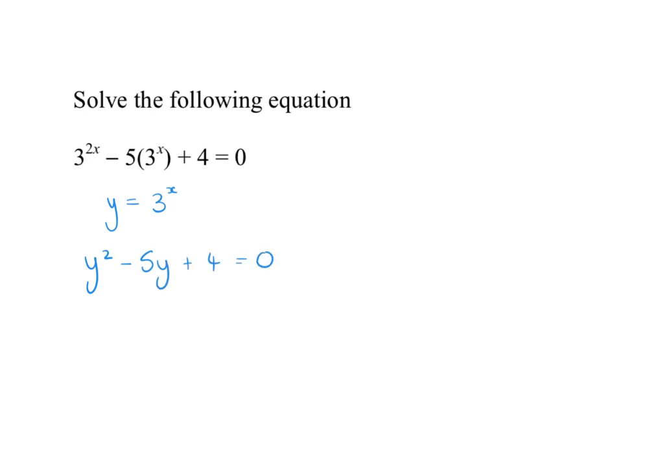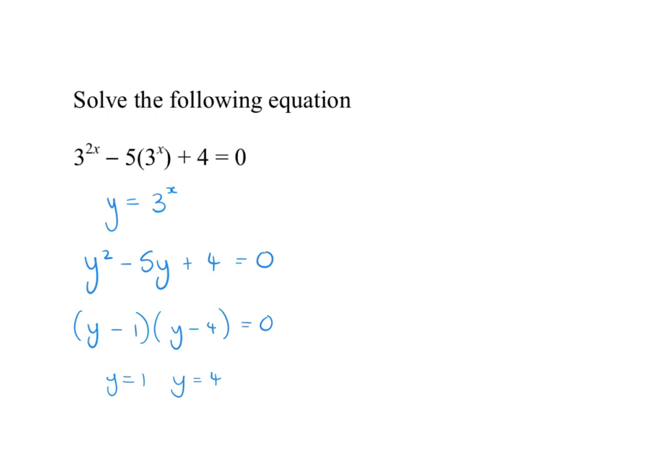And this is a quadratic, and we know how to solve quadratics. An easy way to solve this quadratic would be to factorise it, but you could also use the quadratic formula. So when we factorise it, we're going to get y minus 1 and y minus 4. That means our solutions to this equation are y is equal to 1 and y is equal to 4. Now what we need to do is come back to our substitution.